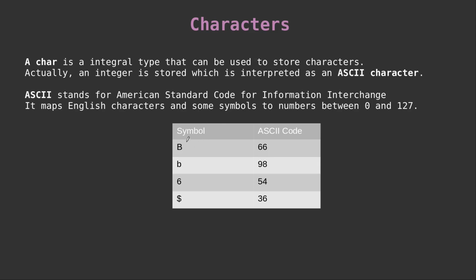So for example, the symbol uppercase B would have an ASCII code of 66, lowercase b would have an ASCII code of 98. The number 6 as a character, not as a number, would have the ASCII code 54. Please note that summing characters, for example number 6 and character number 4, wouldn't yield 10. It would actually yield the character which has the sum of their ASCII code. So try to avoid using numbers as characters in arithmetic operation unless you actually want to do so. And the dollar sign, for example, is 36.